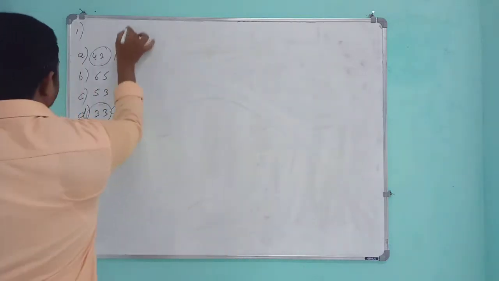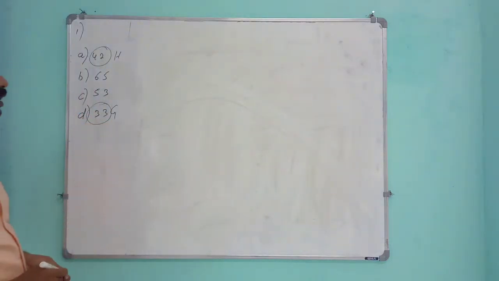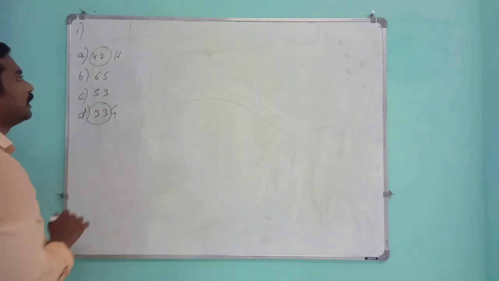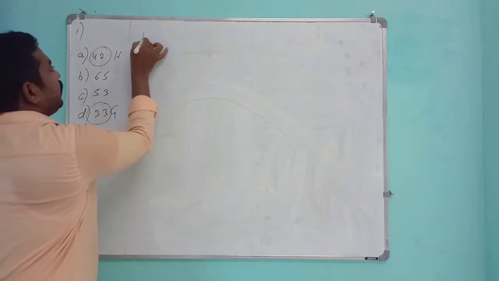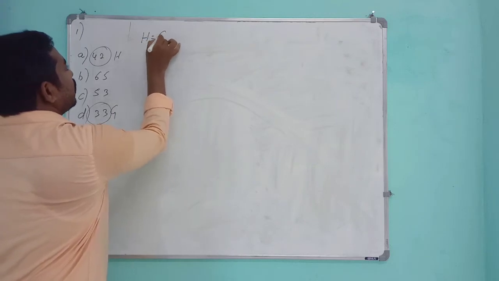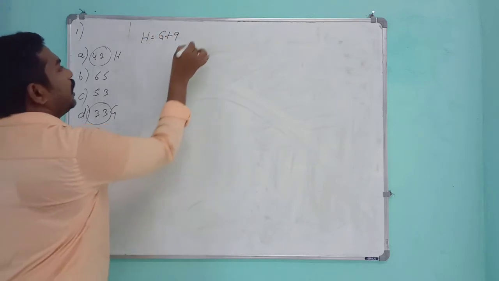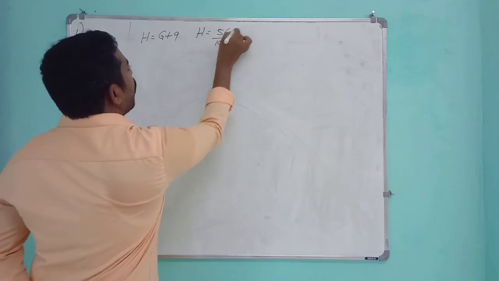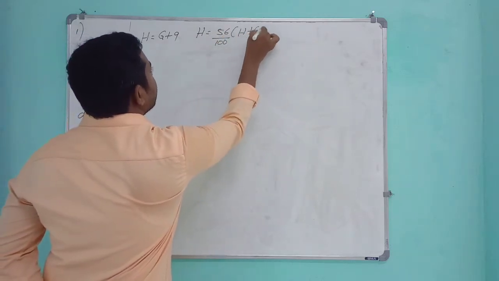So if you don't want to follow the option, if you want to see the descriptive detailed process, now let us see here. Her history marks is geography plus 9, as given, and her history is equal to 56% of both history plus geography, as given.